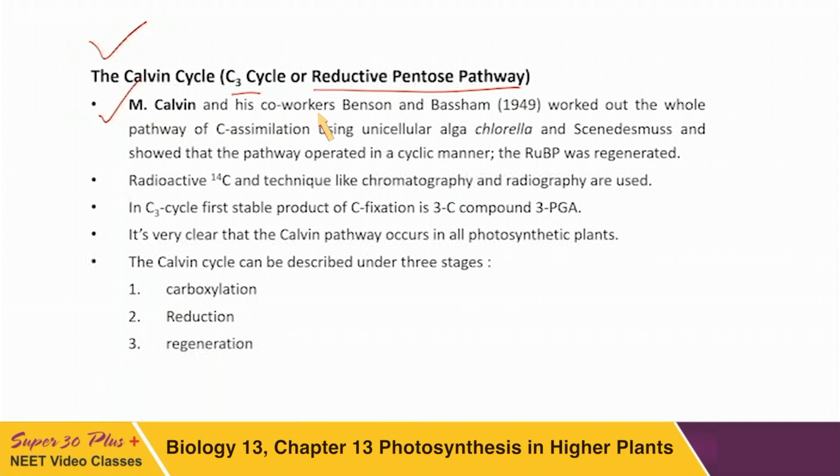Calvin and his co-workers, Benson and Bassham, in 1949 worked out the whole pathway of carbon dioxide assimilation, and they used unicellular algae, one is Chlorella, one is Scenedesmus. They showed the pathway operated in a cyclic manner, with RuBP being regenerated. To find out the pathway of carbon dioxide fixation, they used the radioactive isotope of carbon, C14, and the techniques of chromatography and radiography.